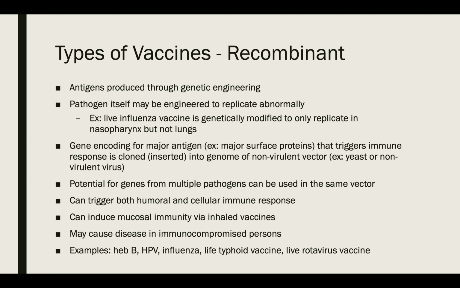So these are kind of interesting vaccines because the genes from multiple pathogens could be used in the same vector. So one vector, one non-virulent virus, could carry essentially the genes to make antigens for multiple pathogens. So one vaccine could, without being mixed, stimulate an immune response to multiple pathogens. That would reduce cost and storage and everything, and the number of times you have to get shot.